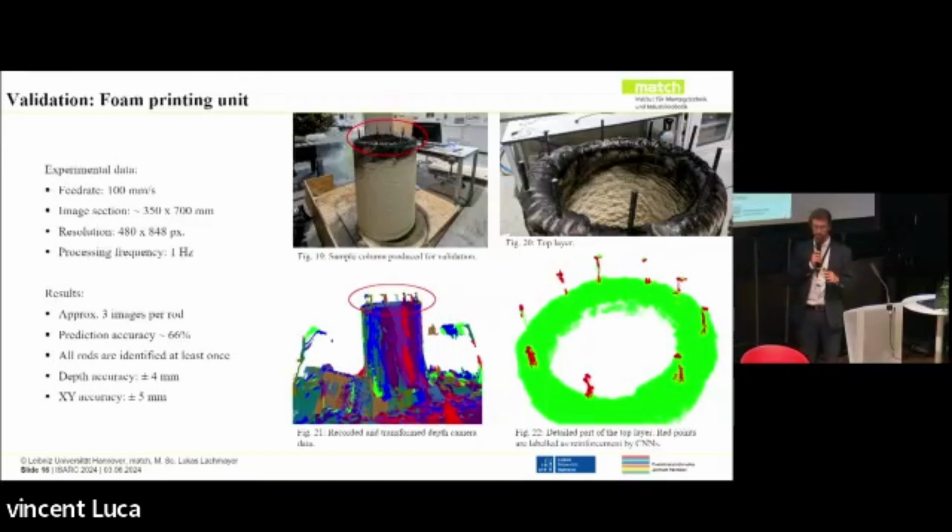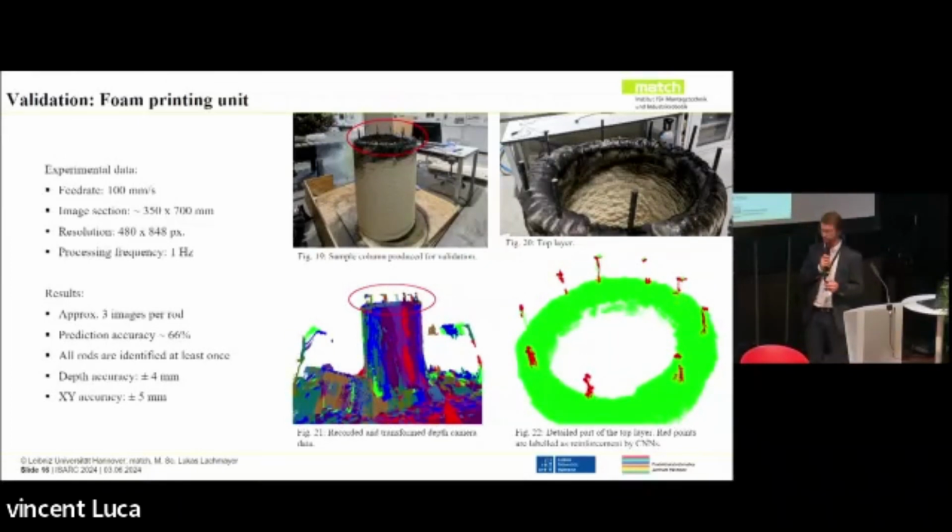So what you can see here on the top is again the printed foam column. On the right-hand side, a more detailed image of the top. On the lower left, you can see the stitched or transferred depth image of the camera, all of it. And on the right-hand side, the image that is provided by our algorithmic approach. And you can see here that we have in green every point that's assigned with the label concrete, and in red everything that's assigned with the label reinforcement.